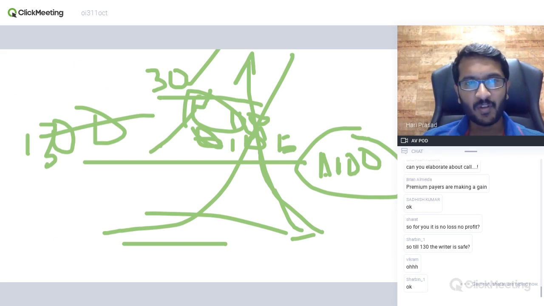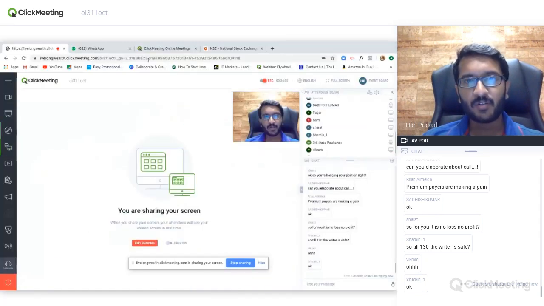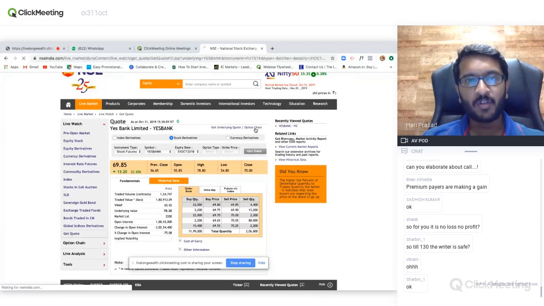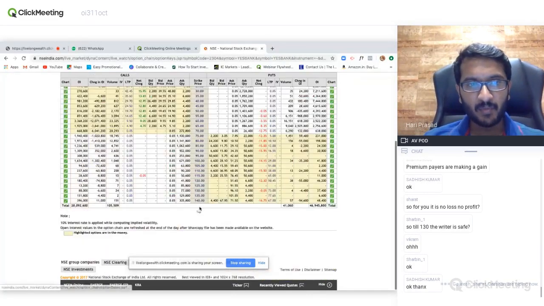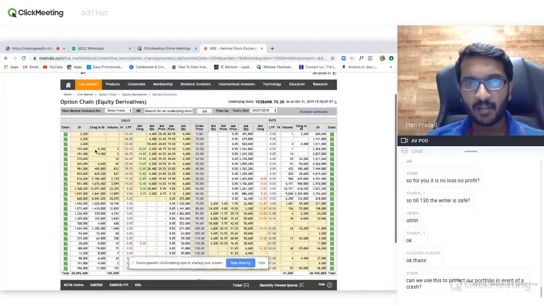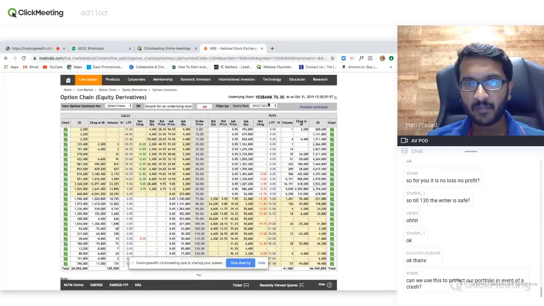Okay, so we diverted a bit. Okay, yeah, Yes Bank, this thing has come. Let's see the option chain. So now let's look at the option chain of Yes Bank. The maximum number of active contracts is at 60 rupees, 3.3 million contracts. Okay, this is 31st October again.